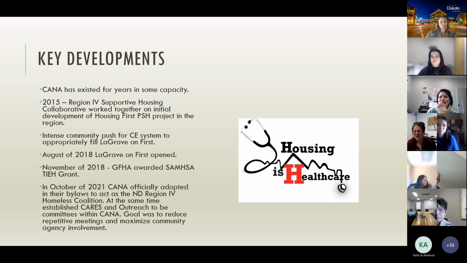There were essentially groups of us meeting regularly, a lot of the same faces at the table, a lot of the same topics being discussed, a lot of the same issues being presented. And we really just decided, let's figure out how we can consolidate meetings, make the most of everyone's time, energy, and efforts. So now CANA serves as the regional coalition, and our outreach committee and CARES are committees underneath the CANA umbrella.